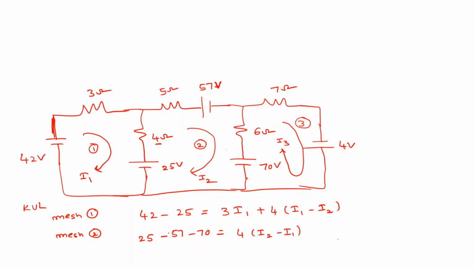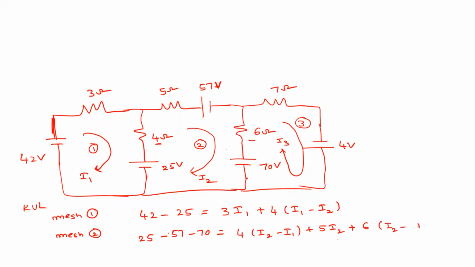5 ohm. What is the voltage across this 5 ohm? Plus 5 I2. In the 6 ohm, plus 6 into (I2 minus I3), because the current I3 is in the upward direction, the reverse side, but our current is I2.